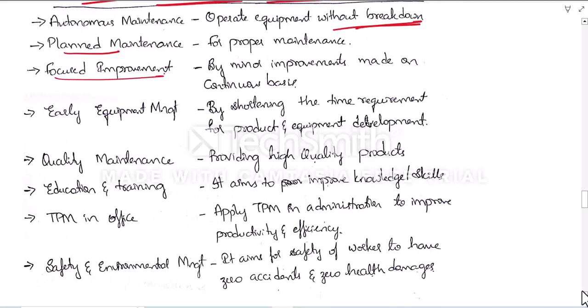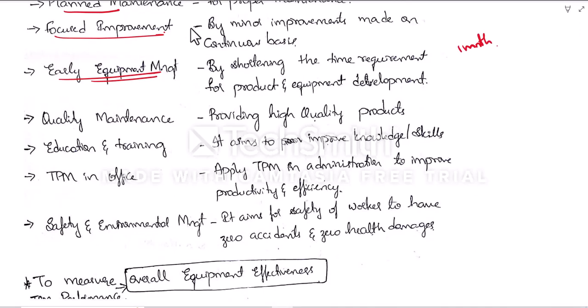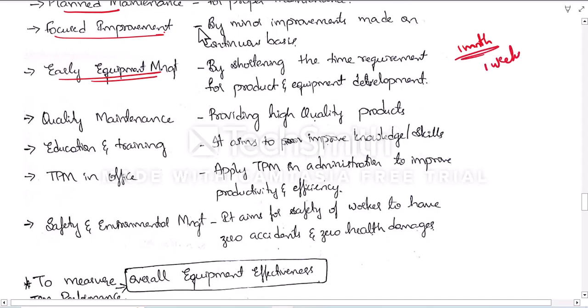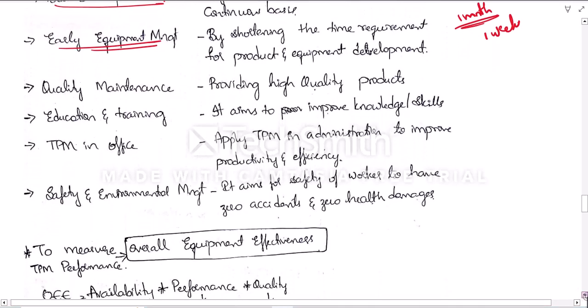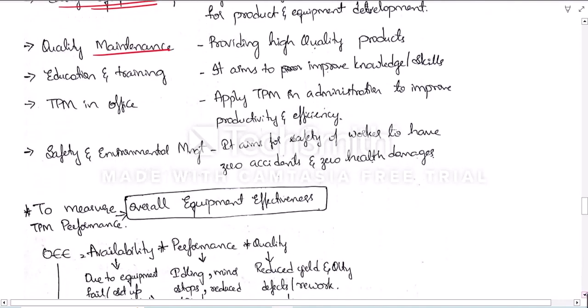And focused improvement: daily we should do some minor improvements, like tightening the bolts, on a continuous basis. Early equipment management means, if we are doing repairs for 1 month, make it 1 week. It will be more effective, so that you will not have any breakdowns in the middle. And quality maintenance: we should maintain the quality to provide good products without any defects.